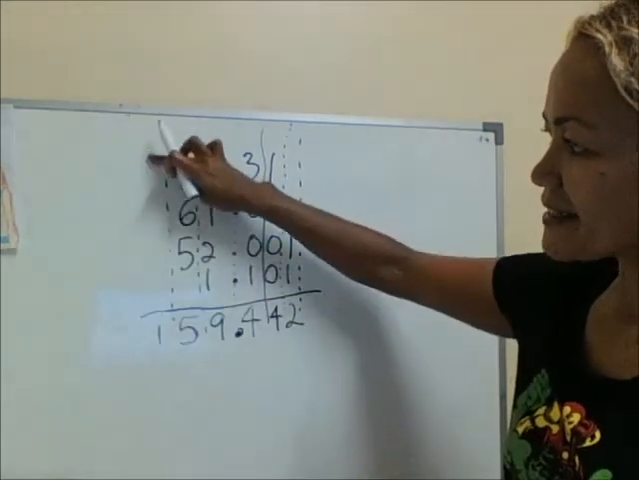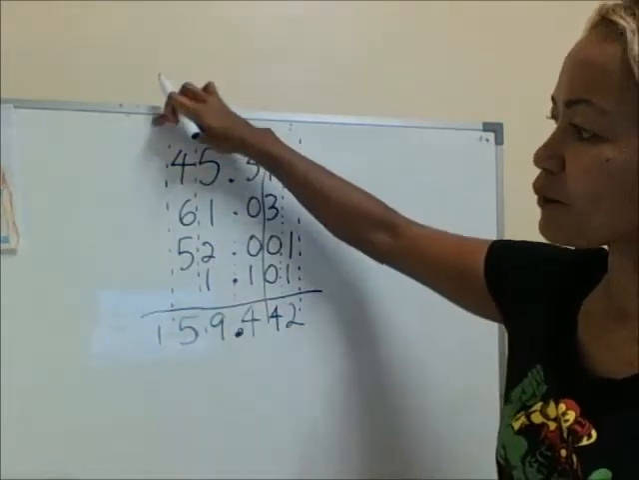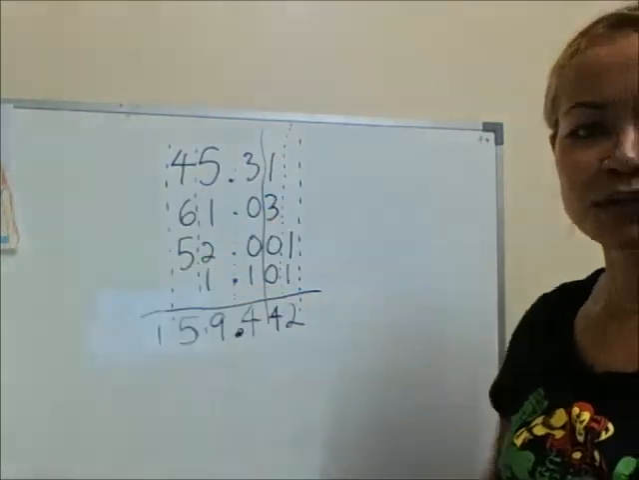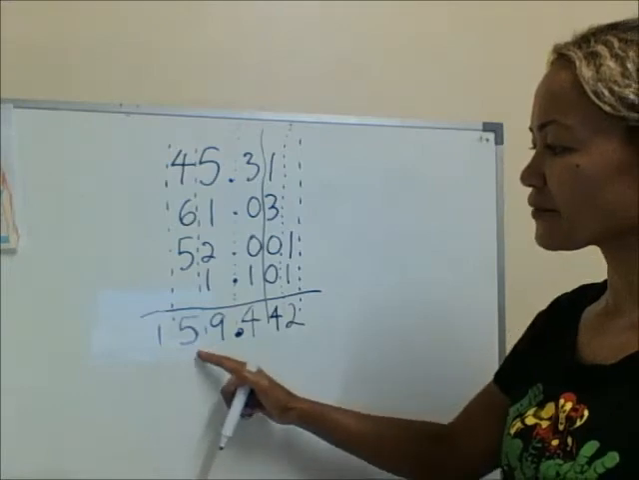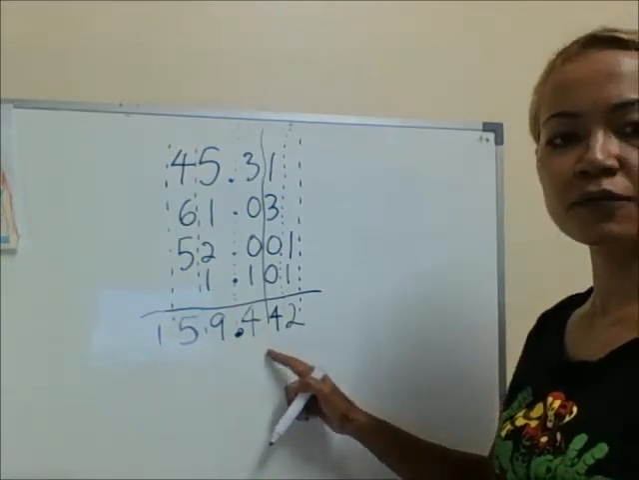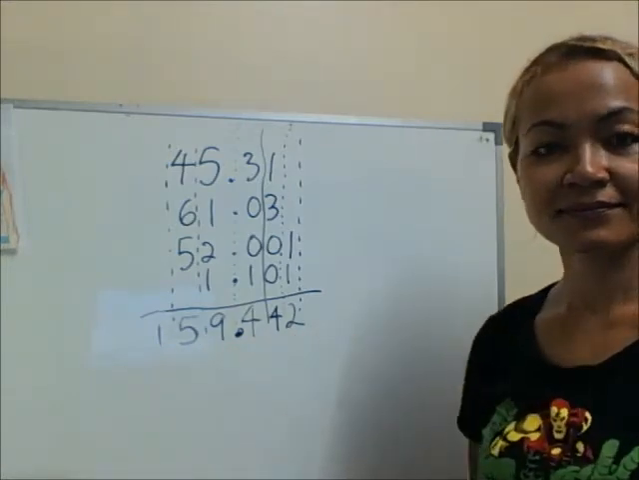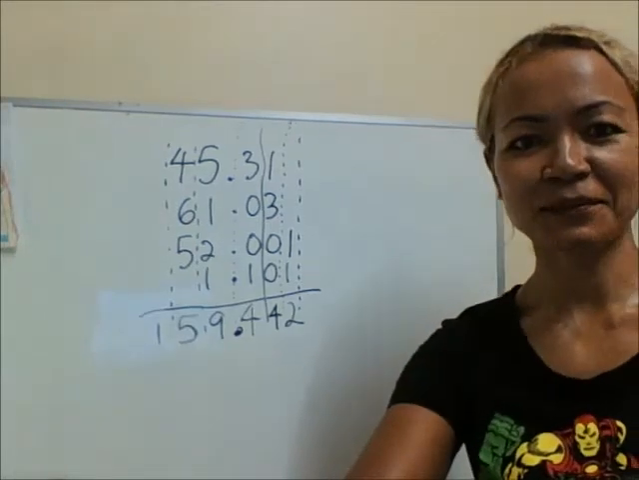So there are zeros all the way down here. We carry the 1 over. All these zeros, we add it to the 1, still you get 1. So 159.442. All right, I hope you got that one.